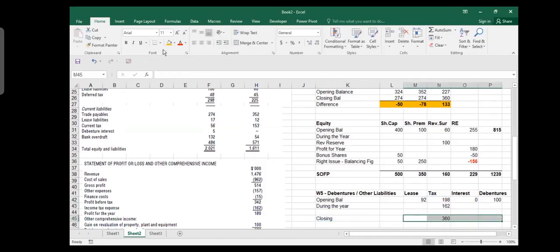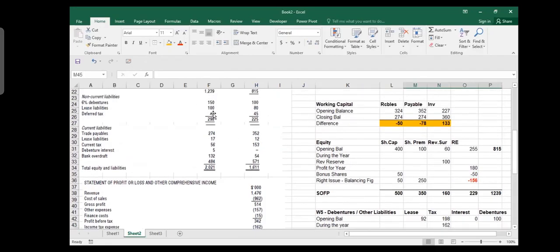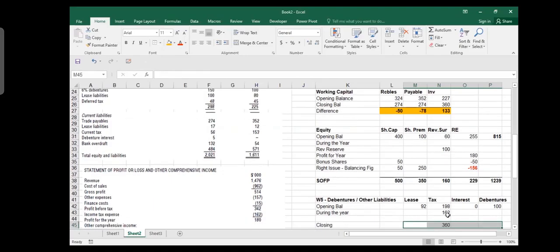But how much do you see on the balance sheet? On the balance sheet, your tax liability is 48 plus 56. Can you make a total of 48 plus 56? How much does it make? Yes, 104. So opening liability plus expense minus closing liability should be this much. So 104 it should be.